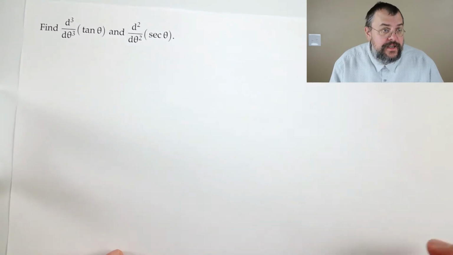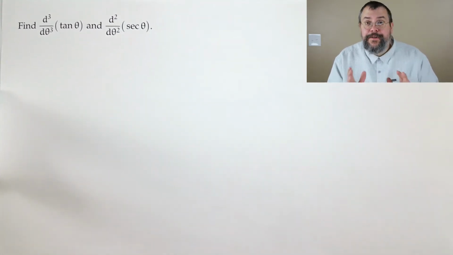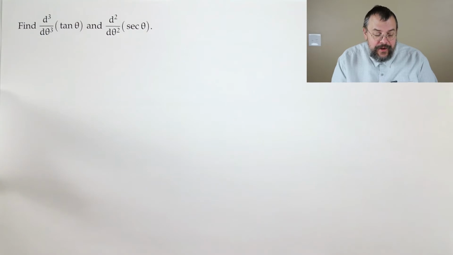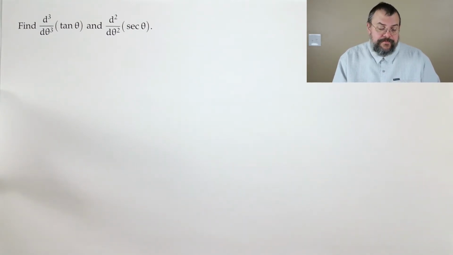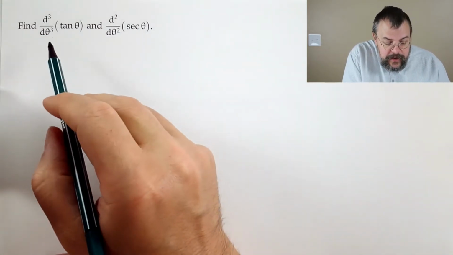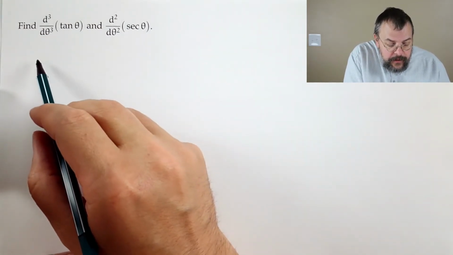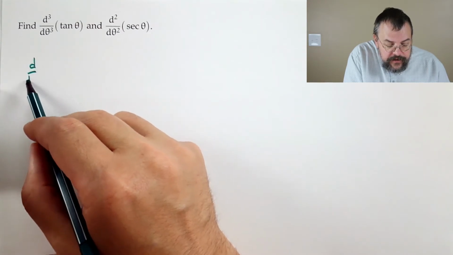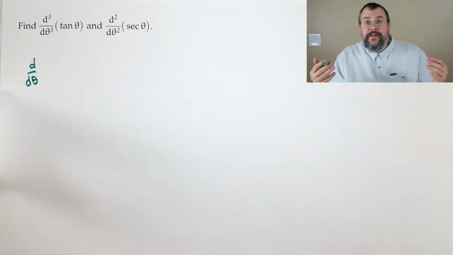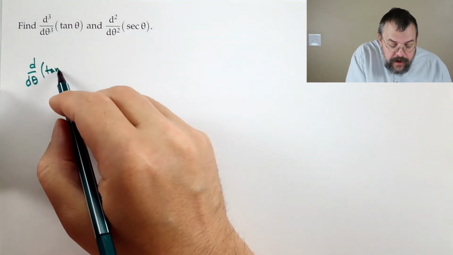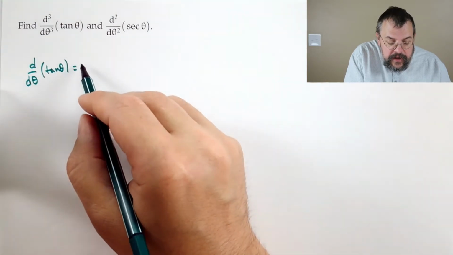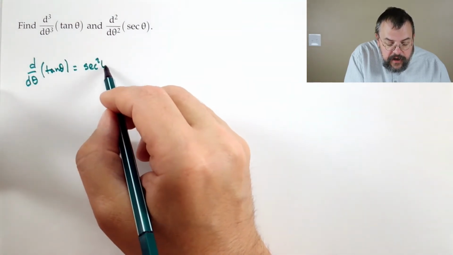Let's do another problem. More practice with taking derivatives. We're going to find the third derivative of tangent and the second derivative of secant. Let's begin with the third derivative of tangent. Our function is tangent. Let's find our first derivative, because if we're going to find the third derivative, it's 3 derivatives, so we always start with the first one. The derivative of tangent, we just know off the top of our heads. That's secant squared theta.